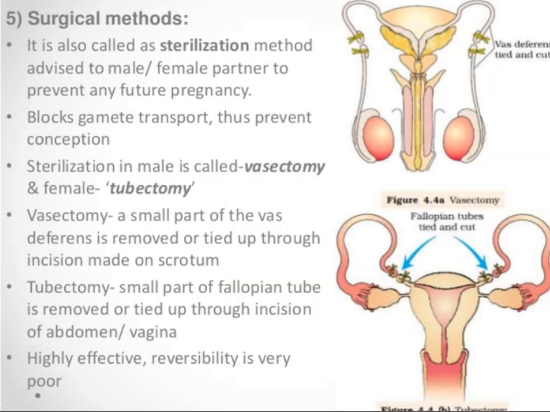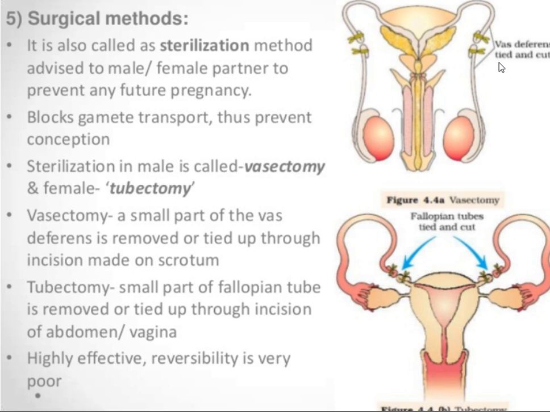Other than this, the last part is your surgical methods, and you have read about this before also. This includes vasectomy and tubectomy. This surgical method can also be called a sterilization method, and it is advised to male or female, either of the partners, to prevent any future pregnancy. It blocks gamete transport, and thus prevents conception. Sterilization in males is called vasectomy, where a small part of the vas deferens is cut and tied, that is ligated.